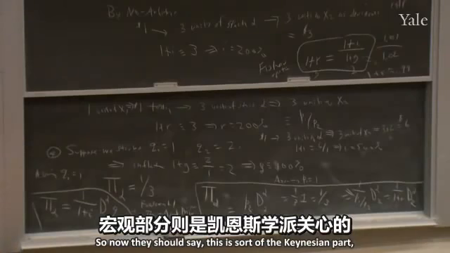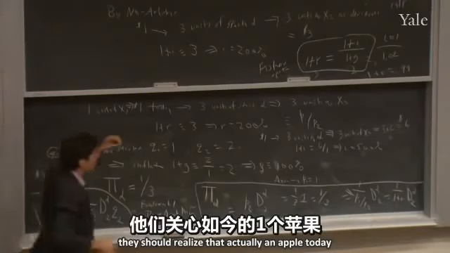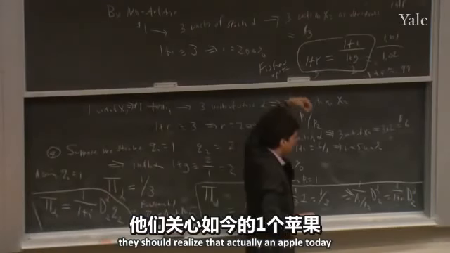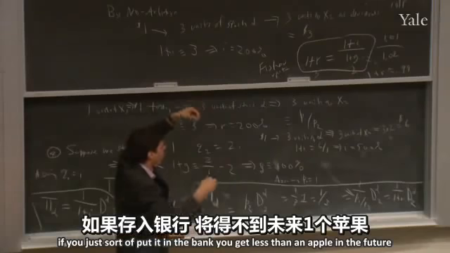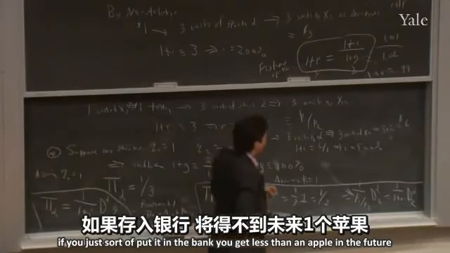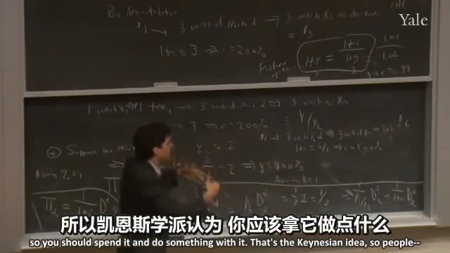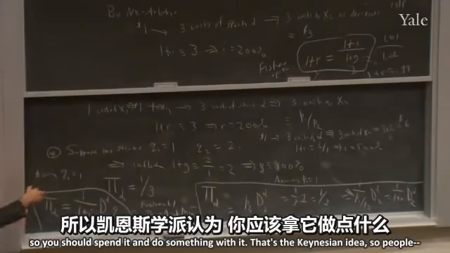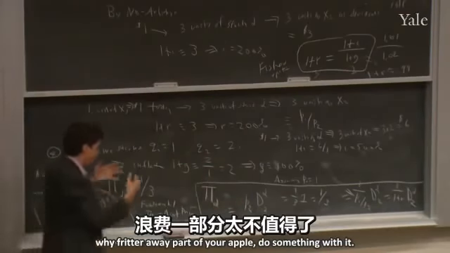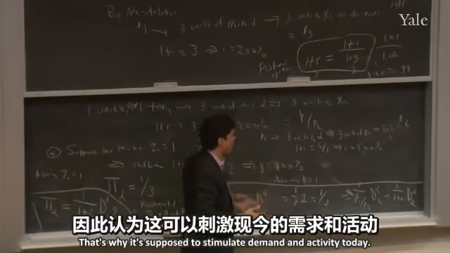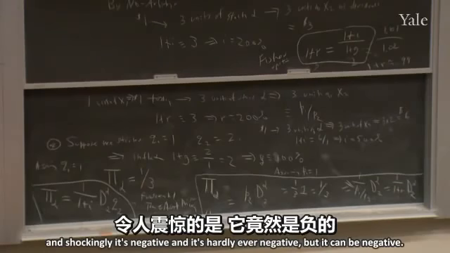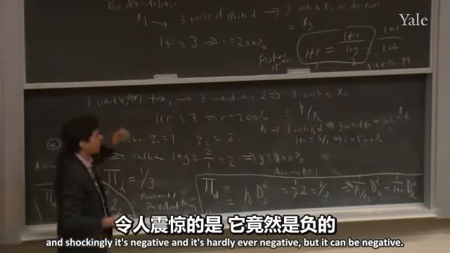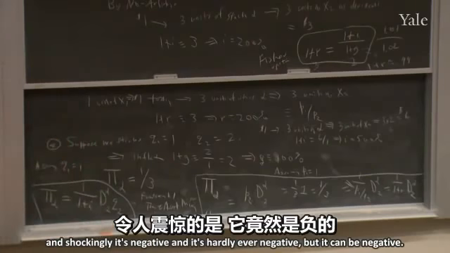Now, this is sort of the Keynesian part. They should realize that an apple today, if you just put it in the bank, gets you less than an apple in the future, so you should spend it and do something with it. That's the Keynesian idea. Why fritter away part of your apple? Do something with it. That's why it's supposed to stimulate demand and activity today. So that's how you calculate the real rate of interest, and shockingly, it's negative. It's hardly ever negative, but it can be.